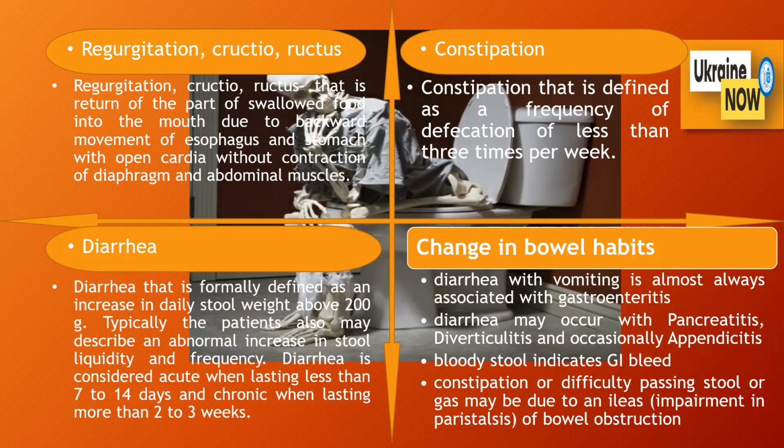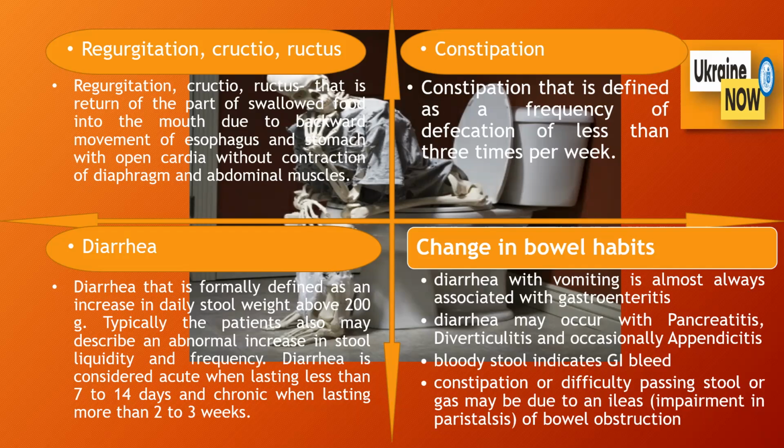Constipation is defined as a frequency of defecation of less than 3 times per week. Diarrhea is formally defined as an increase in daily stool weight above 200 grams. Typically, the patient may also describe an abnormal increase in stool liquidity and frequency. Diarrhea is considered acute when lasting less than 7 to 14 days and chronic when lasting more than 2 to 3 weeks.